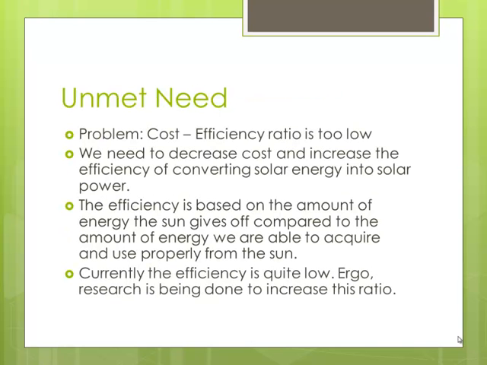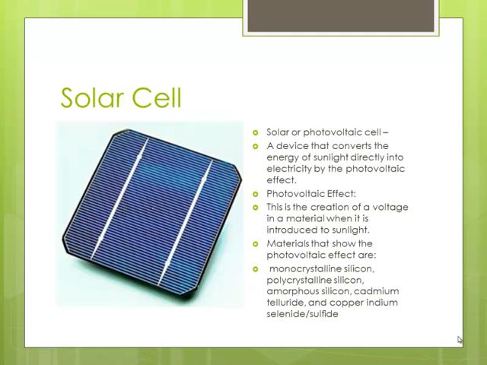The unmet need. Our problem is that the cost-efficiency ratio is way too low. We need to decrease costs and increase the efficiency of converting solar energy into solar power. The efficiency is based on the amount of energy the sun gives off compared to the amount of energy we are able to acquire and use properly from the sun. Currently, the efficiency is quite low. Therefore, research is being done to increase this ratio.